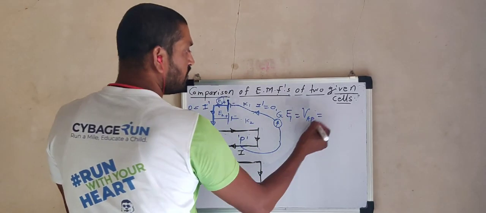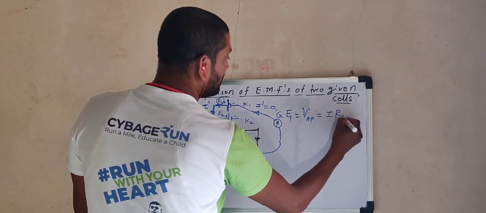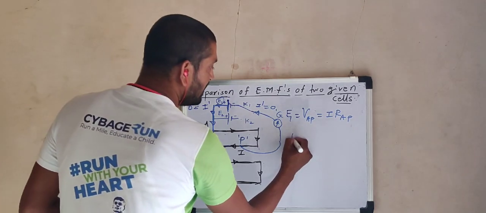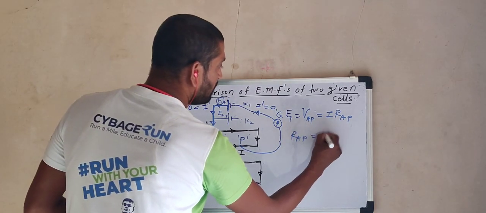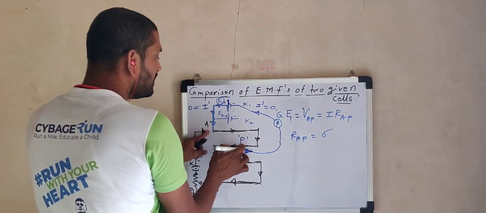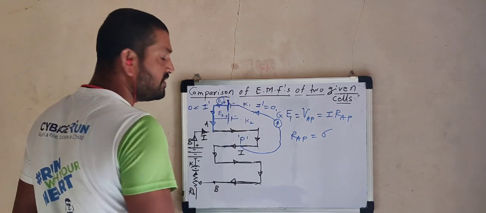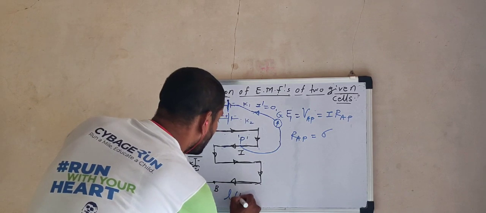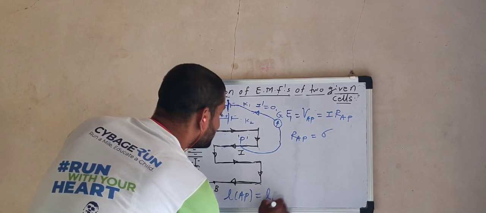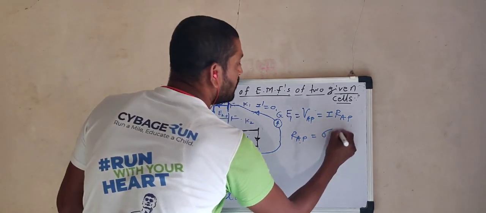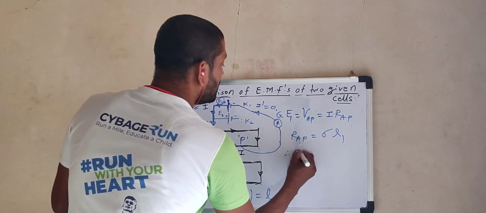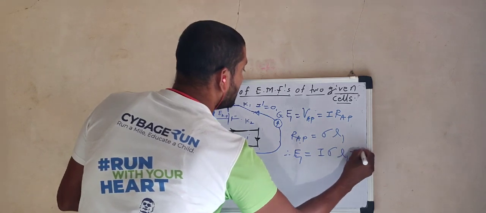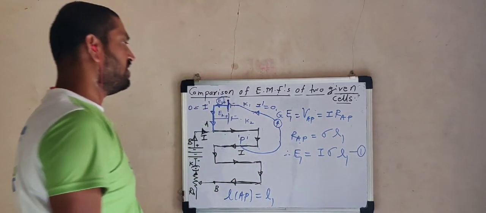But according to Ohm's law, VAP is nothing but I into RAP. We know that if sigma is the resistance per unit length, then RAP can be written as sigma into the length of wire between these two points. We already discussed this in the previous video. If we take the length AP as L1, then RAP is equal to sigma L1. Therefore the EMF of the first cell, E1, can be written as I sigma L1. Equation number one, a very important part.